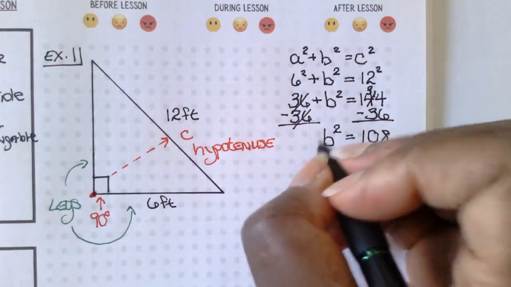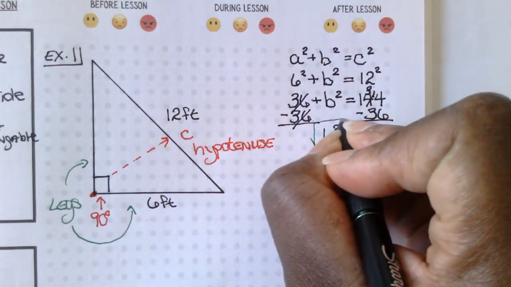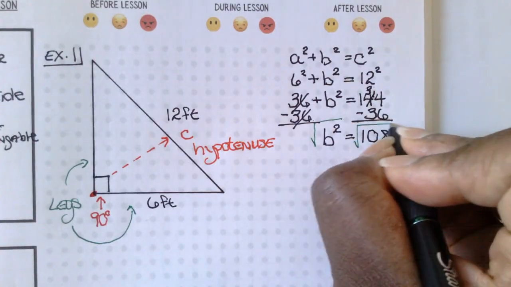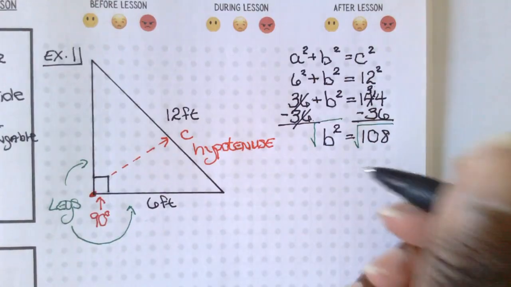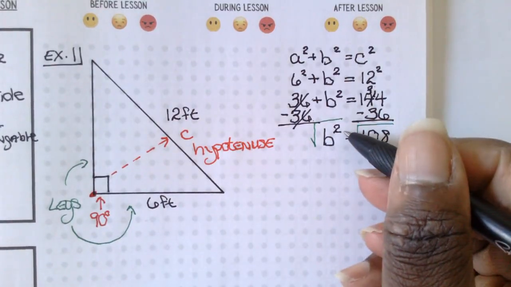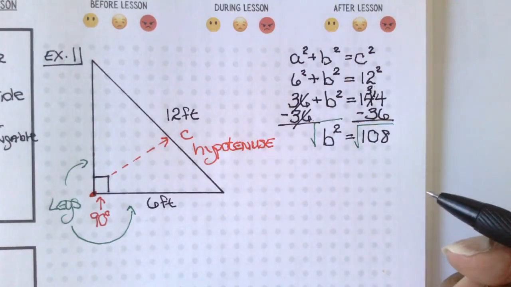That's the part that a lot of people will do everything right until here. Because then you're like, all right, well, how do I get the square? Well, the opposite of a square is a square root.